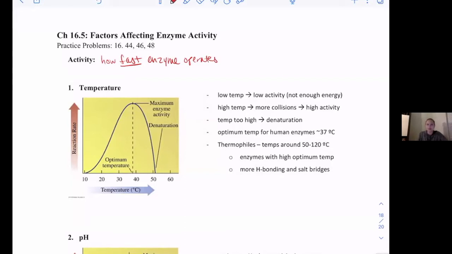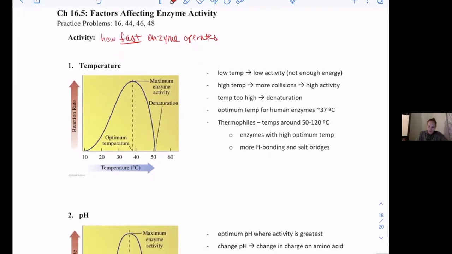There are three things that can affect enzyme activity. We'll talk about two in this video and then one in our next video. But the three things are temperature, pH, and inhibitors. So let's go to temperature first.